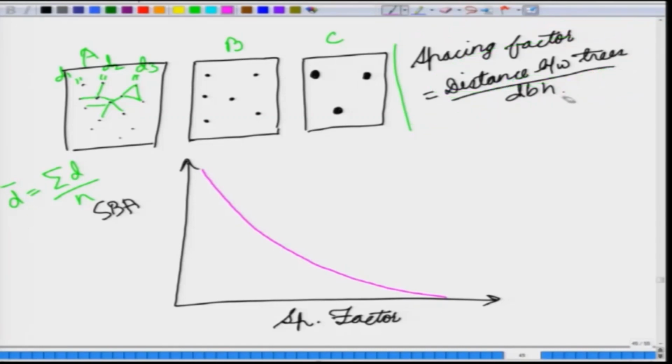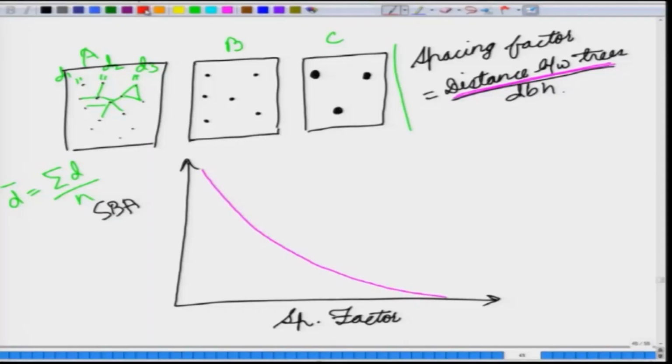Now, in the case of your spacing factor, we are keeping the dBH constant. If the distance between the trees is more, in that case you will have a spacing factor that is more. So, basically the amount of crowding in your plot is less, or essentially the stand basal area is less. So, this is what we are seeing here. If you have a high spacing factor because your trees are at a large distance, in this case your stand basal area is less.